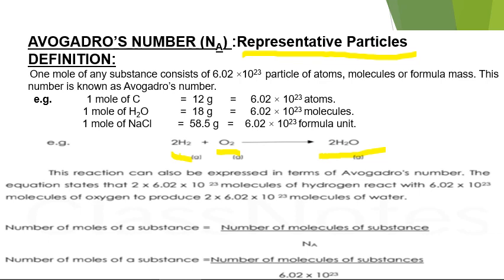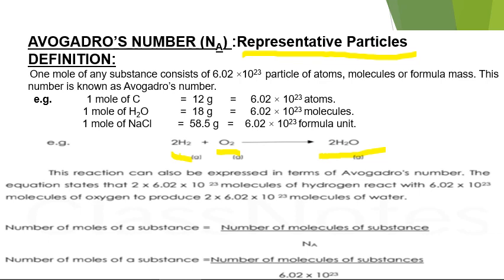Again we will say 2 into 6.02 into 10 to the power 23 molecules of hydrogen reacts with 1 mole, that is 6.02 into 10 to the power 23 molecules of oxygen to produce 2 into 6.02 into 10 to the power 23 molecules of water.